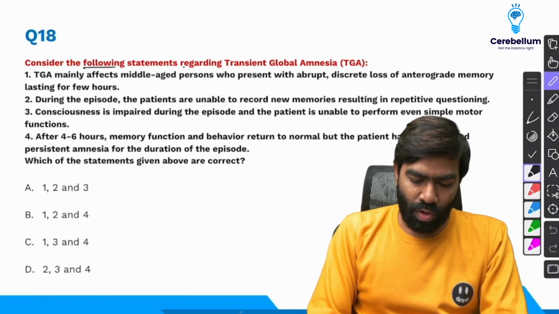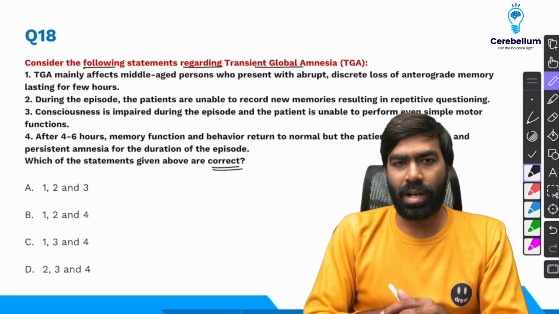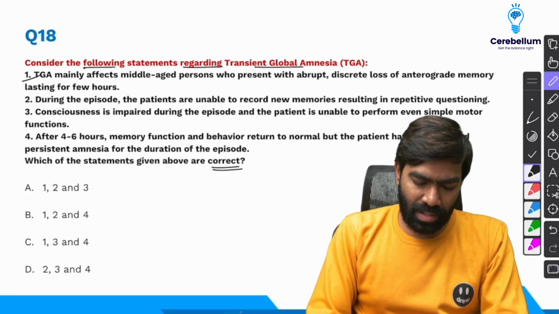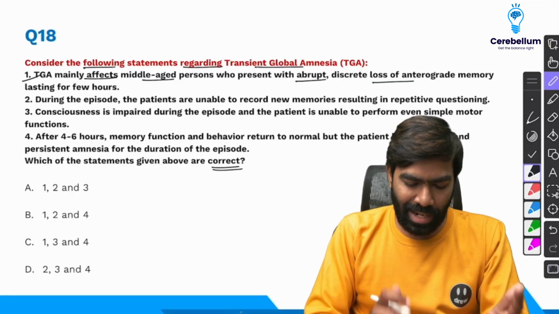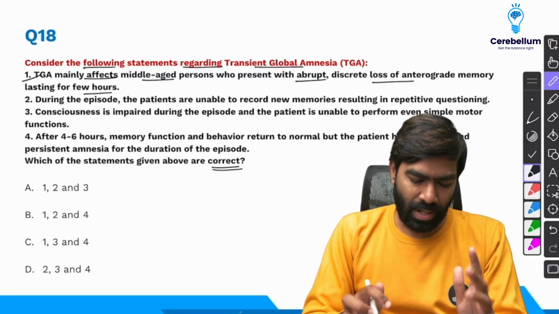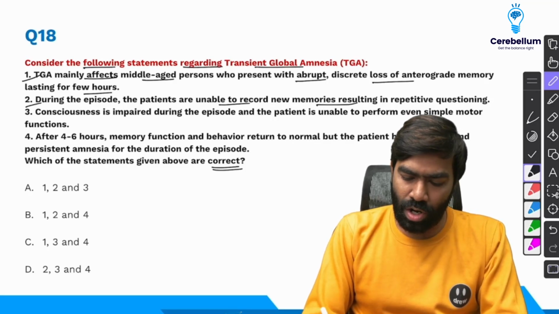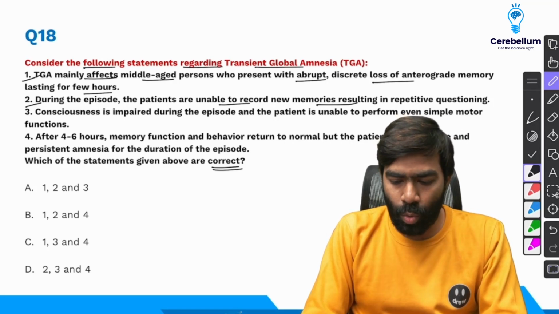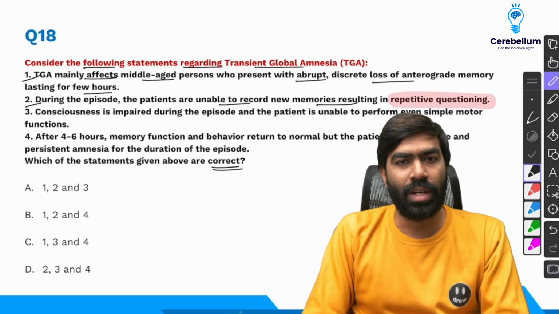18th question, consider the following statements regarding transient global amnesia, and you have to say which of the statements are correct. The first statement states that TGA mainly affects middle-aged persons who present with abrupt discrete loss of antegrade memory lasting for few hours, very, very characteristic of transient global amnesia. And second statement states during the episode, patients are unable to record new memories, resulting in repetitive questioning. This is very, very true. In fact, this repetitive questioning is so characteristic of TGA.